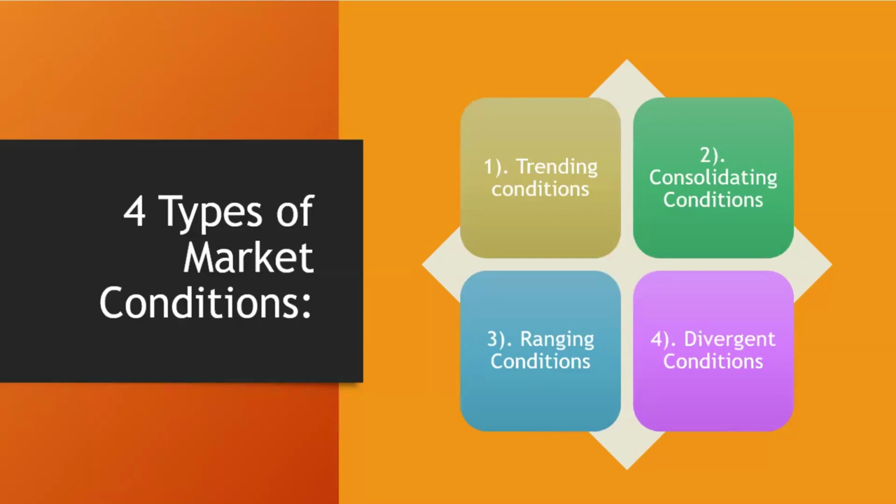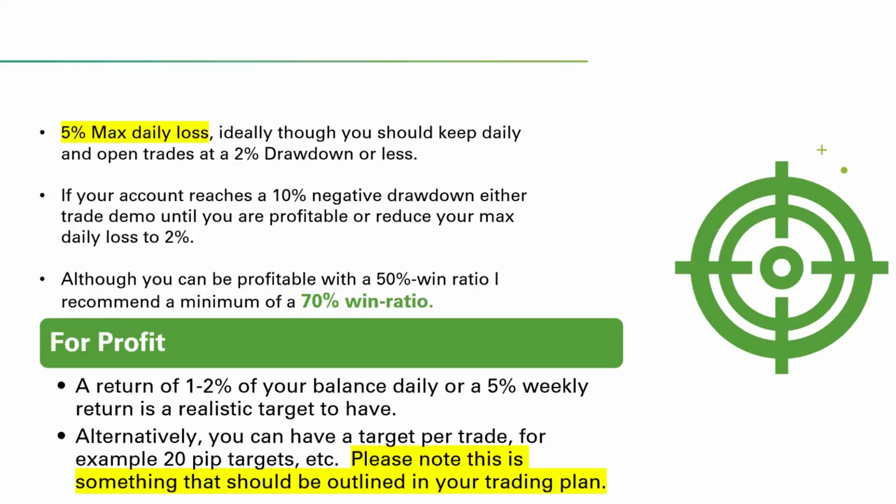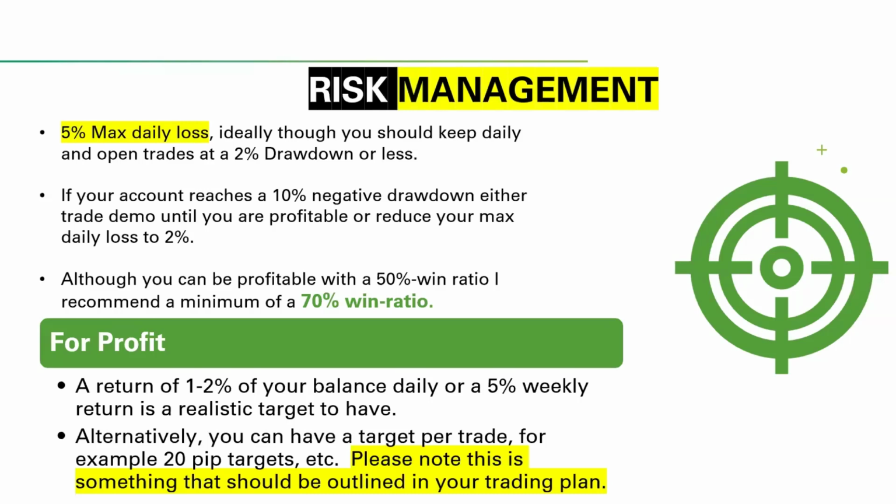Okay. And then when it comes to four types of market conditions, your strategy needs to be able to identify trending conditions, consolidating conditions, ranging conditions, and divergent conditions. So if you're taking notes, please pause this video if you need to. I'm going pretty fast, mainly because this is kind of review, and I want to hurry up and get to my MetaTrader 4 so that you guys can really see what my setup is, and we can do some analysis. And I'm also going to try and keep this video relatively short so you guys can be on your way.